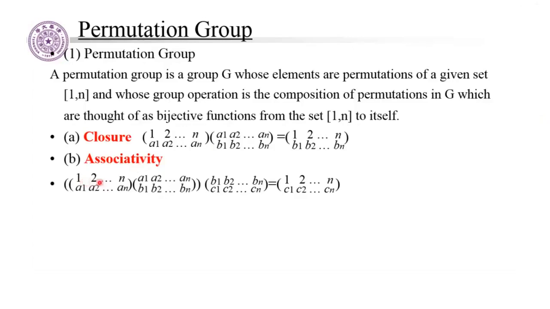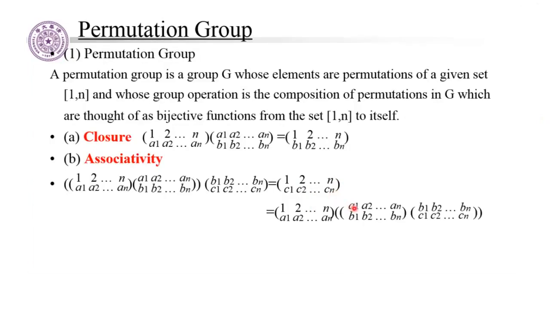Corresponding to the law of association, let's analyze the characteristic of association. 1, 2 until n is transformed into A1, A2 until An. The corresponding second permutation can be A1, A2 until An are transformed into B1, B2 until Bn. Then these two will perform a combination. Then conduct a combination with a third permutation, B1, B2 until Bn, C1, C2 until Cn, and this time the final result will therefore be 1 is transformed into C1, 2 is transformed into C2, n is transformed into Cn.